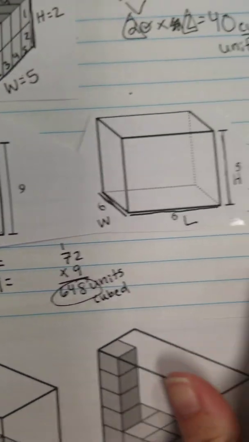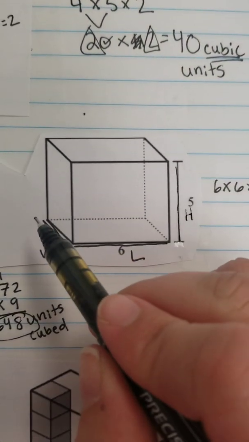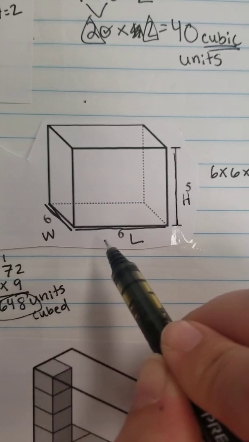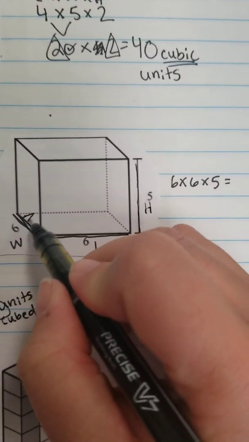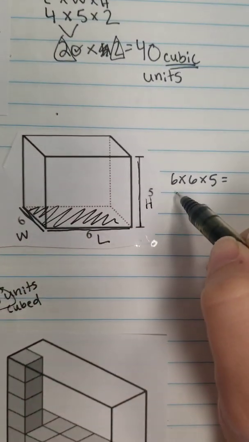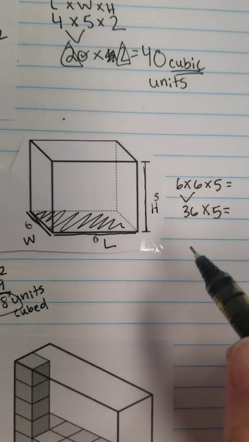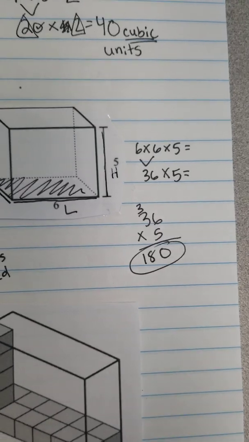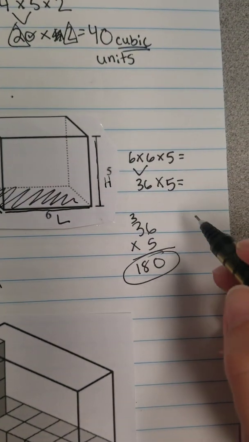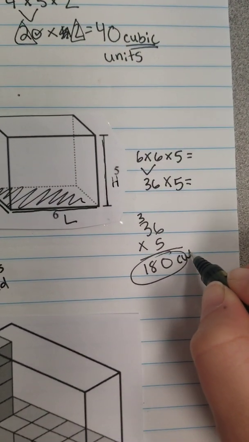Okay? So if I'm looking back at this one, first I want to do length times width and get the area of the base, this whole bottom layer basically. That's 36, and then I'm going to multiply the area of the base times the height, 36 times 5. And our total volume is going to be 180 cubic units.